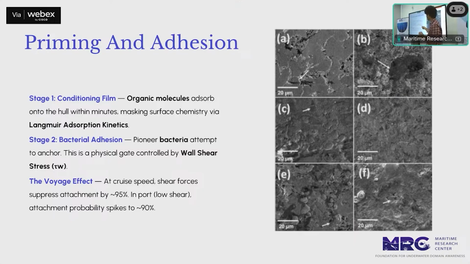The second one is bacterial adhesion. The conditioning film that was previously there, the bacteria try to adhere to it. And this is where we introduce the wall shear stress. Wall shear stress is directly proportional to the speed of our ship, right? So therefore, the ship speed is inversely proportional to the probability of the bacteria adhering. So that is what is shown here.